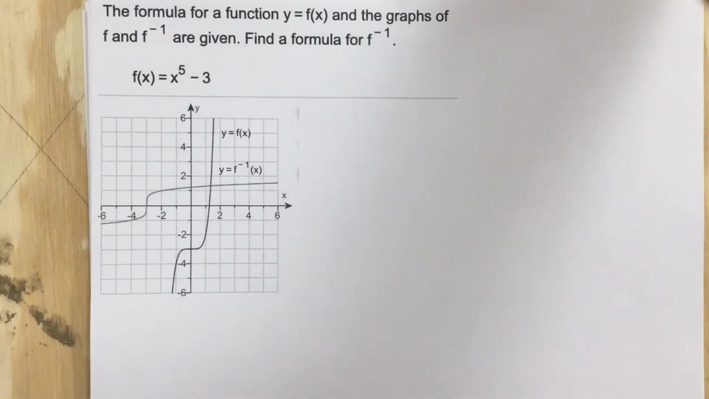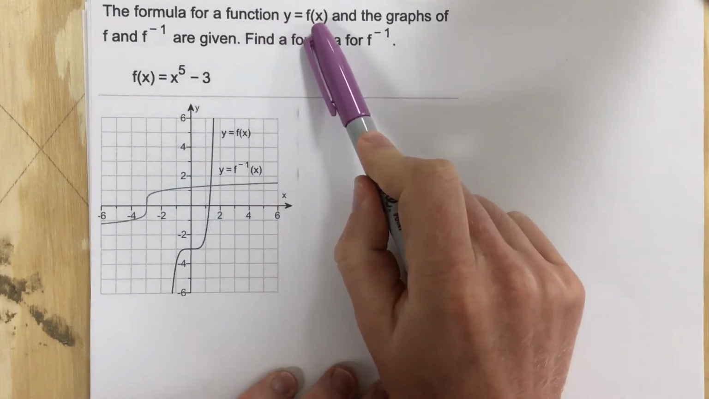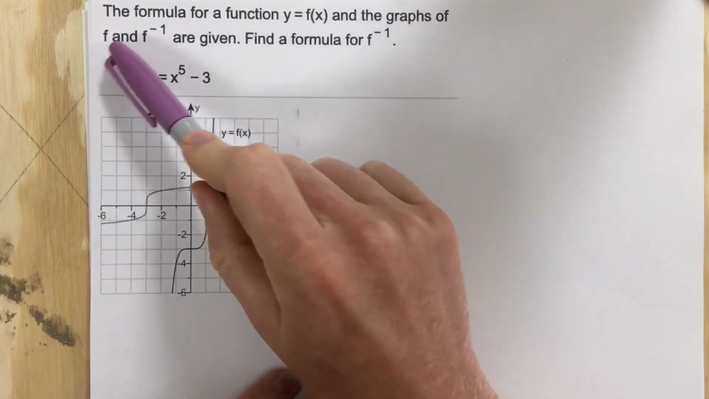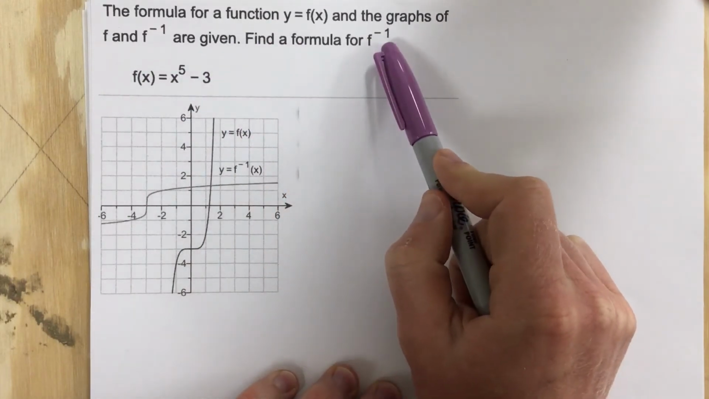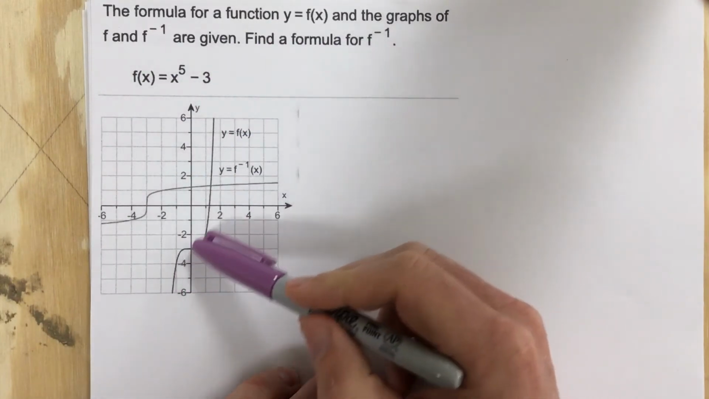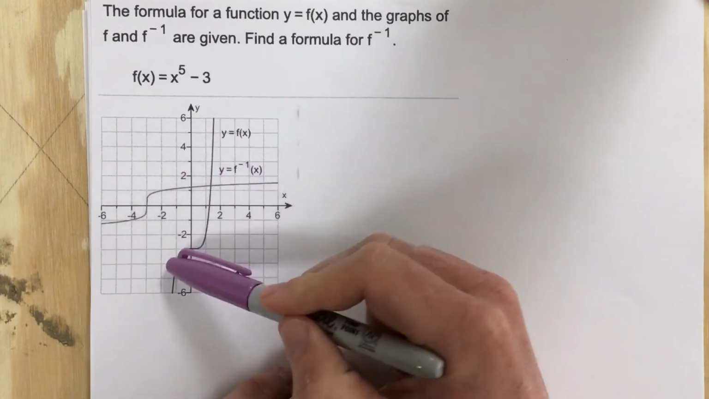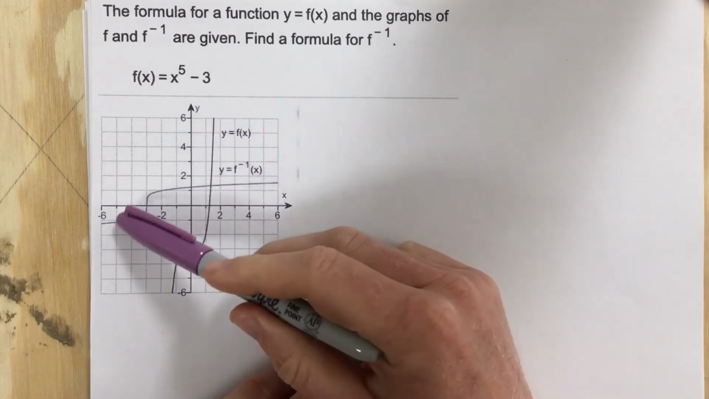This is problem number 3 for section 1.6. In this problem it says the formula for a function y equals f of x and the graphs of f and f inverse are given. Find a formula for f inverse. They give you the graphs and they show you what f of x looks like and f inverse looks like.